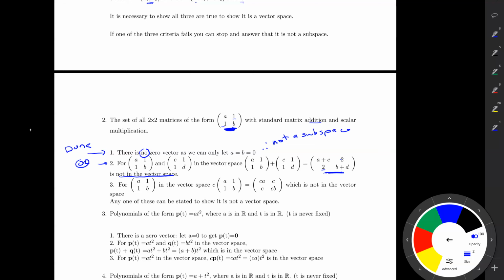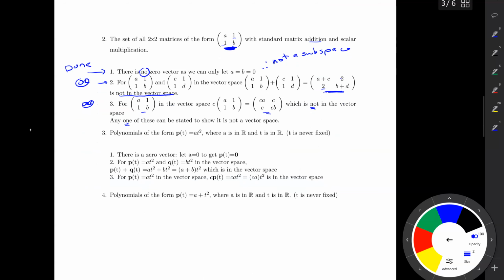If I take a 2 by 2 matrix that looks like this, and I multiply it times c, I get this. This is not in the space either. So none of the criteria work. You could have picked any one of those three things. You would not have to show them all, but I just wanted to go through it so you understood. All right, let me stop here and I'll continue on.